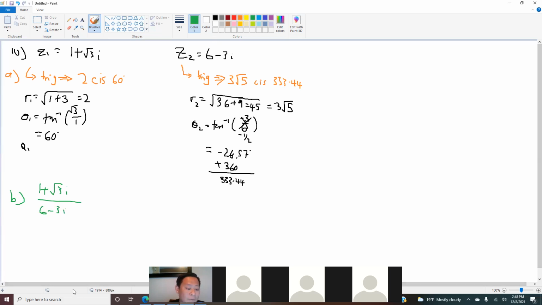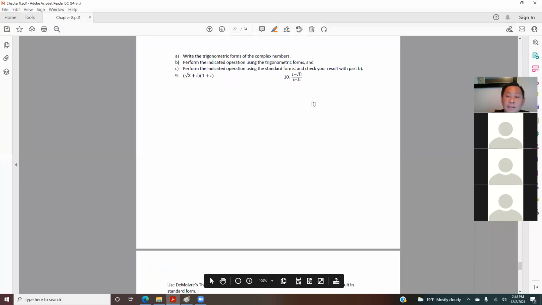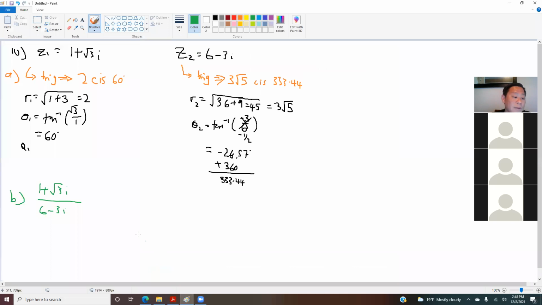Because if you look at the question here, they don't ask you for multiplication, they ask you for division, right? So question 10 is asking for division. So what we do with divide here is you take the trigonometric form for the first one, which is 2 CIS 60 degrees, and divide this with the second one, which is 3√5 CIS 333.44.